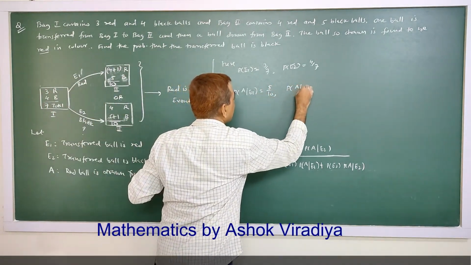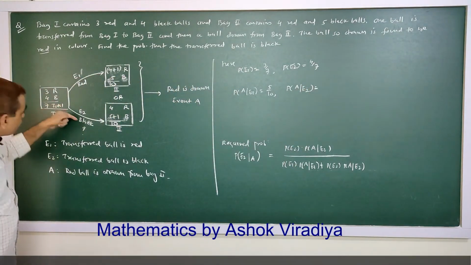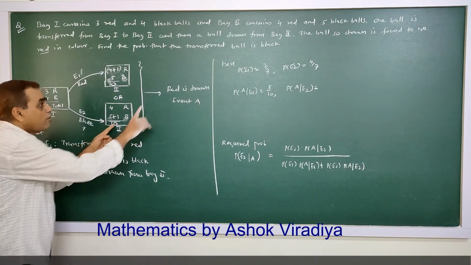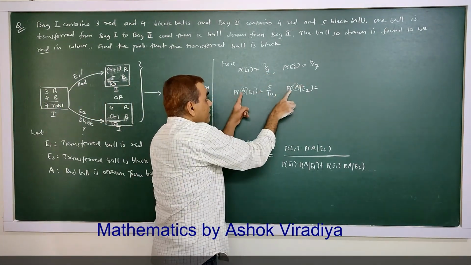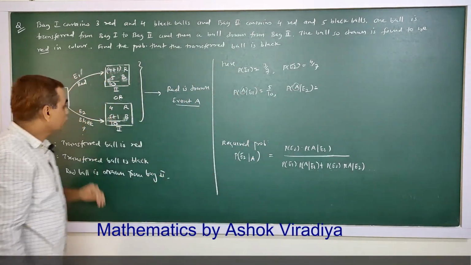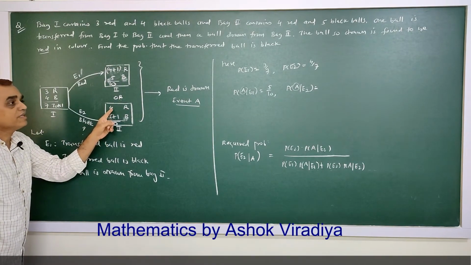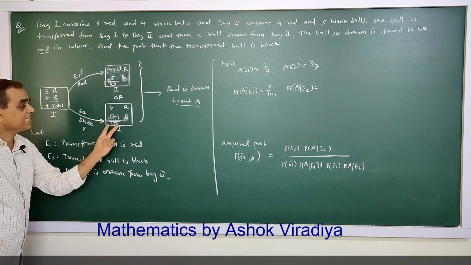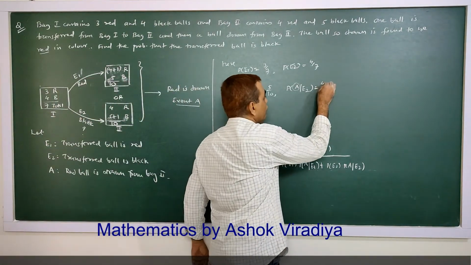And P of A by E2. If E2 occurs, then take a red ball. See, both times we are finding probability of red ball. A is for red ball. So if E2 occurs, then here red ball remains same, but total is increased. So this is 4 by 10.